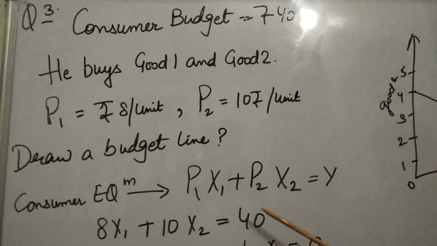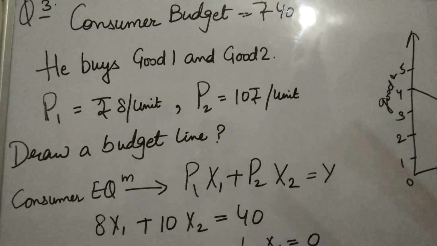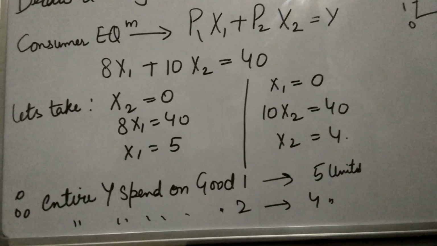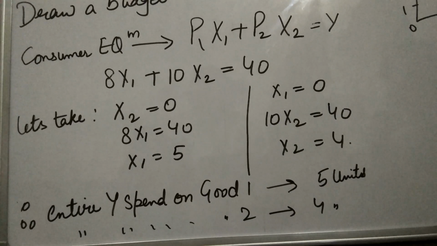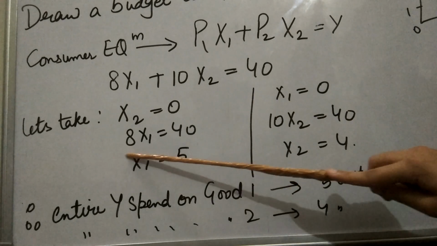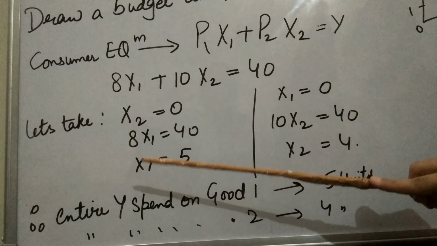All of this should be equal to the ₹40, which is our income. Now, because the quantity is not given, let's assume two conditions here. Suppose I consume only good one, I spend entire income on good one.